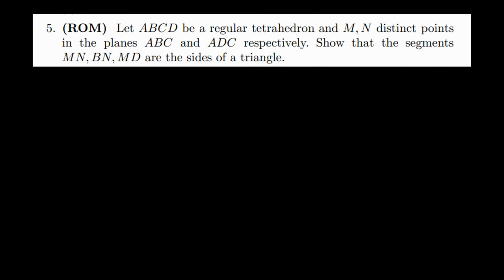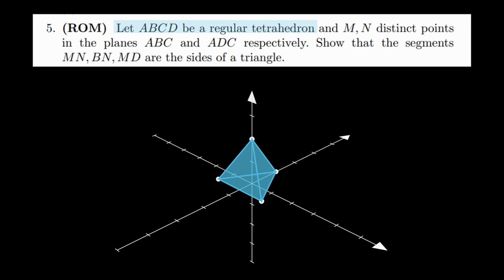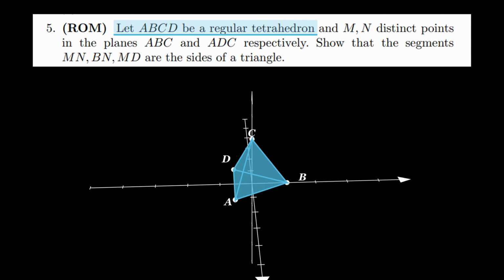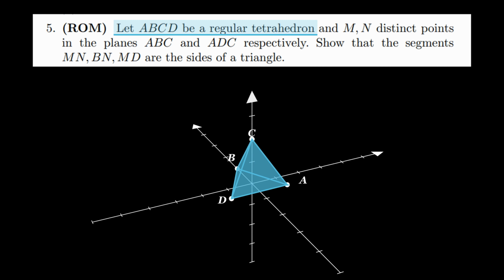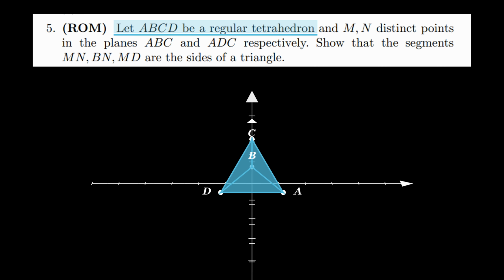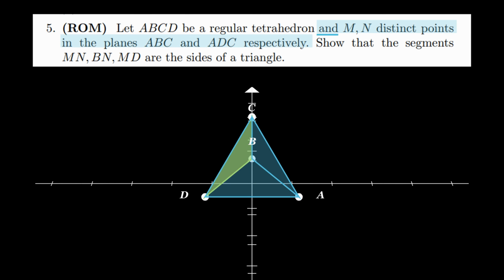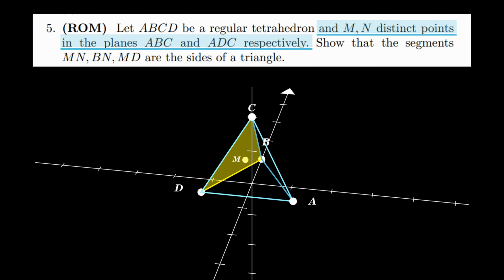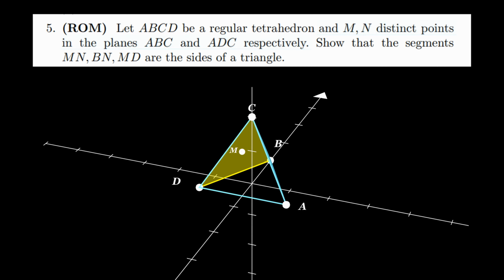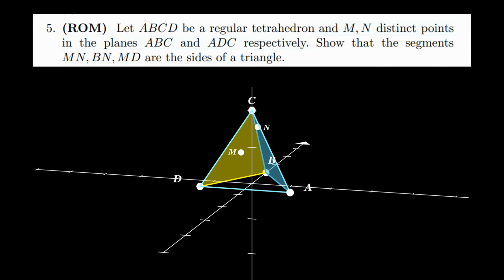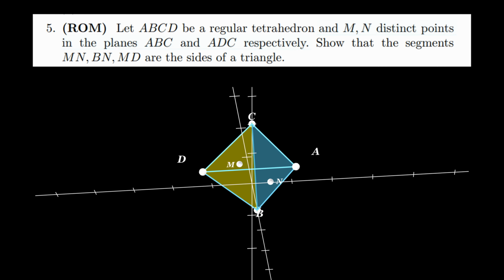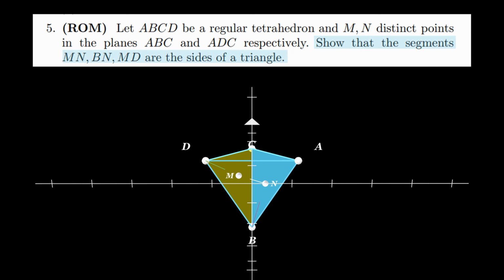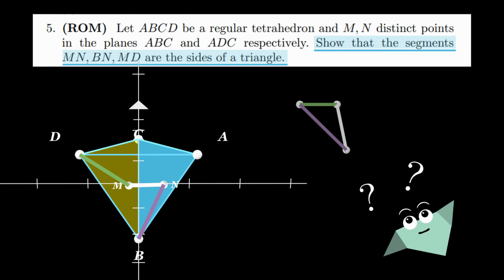Here's the question. Let A, B, C, D be a regular tetrahedron, essentially a triangular pyramid that has equal side lengths, and M, N distinct points in the planes ABC and ADC respectively. Show that the segments MN, BN, and MD can be the sides of a triangle.